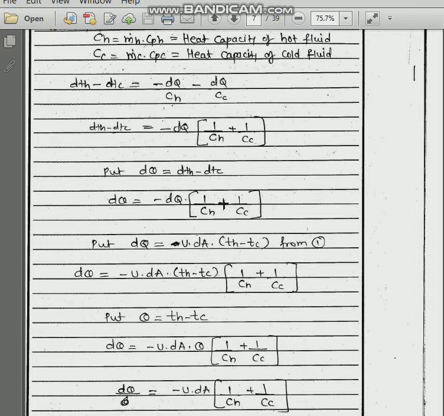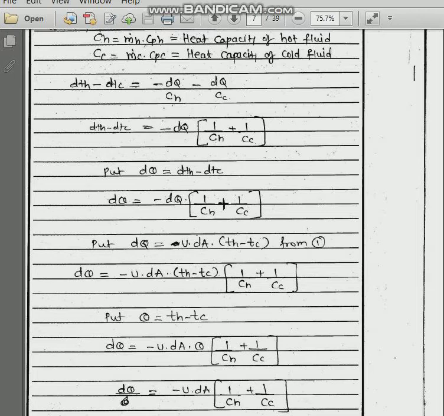This equation 1 we have kept here. The bracket remains the same, that is 1 upon Ch plus 1 upon Cc. Now we will put Th minus Tc as theta, and I will explain why we have chosen theta. Next, this dq remains same, minus U remains same, dA remains same. Instead of Th minus Tc we will keep theta. This bracket also remains same.